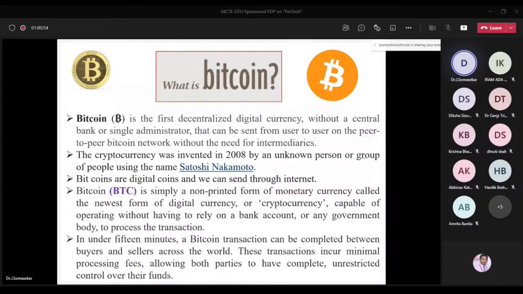So actually this was invented in 2008 by an unknown person or group of people called Satoshi Nakamoto. This is not an exact name. We can call it a group of people. Some references mention it as the name of a person, and some references mention it as the name of the group of people who invented Bitcoin in 2008.